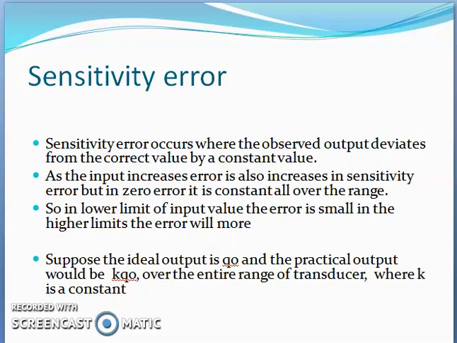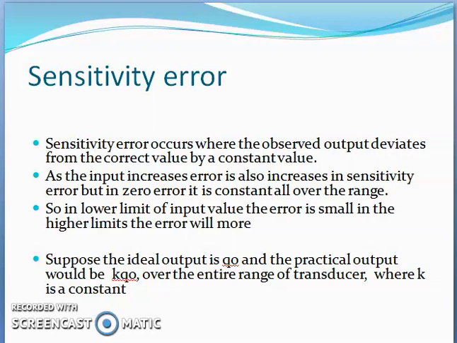First, we have discussed zero error. In zero error, a constant factor is present all over the value. Now, in sensitivity error, the output deviates from the correct value, but not by any constant value. There will be a ratio or multiplication factor in it. As the input increases, the error also increases. But in zero error, the error is constant all over the range. That is the difference between zero and sensitivity error.